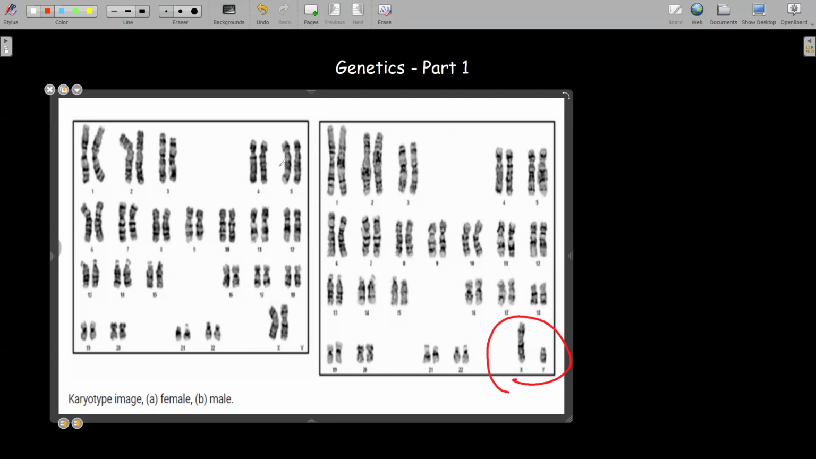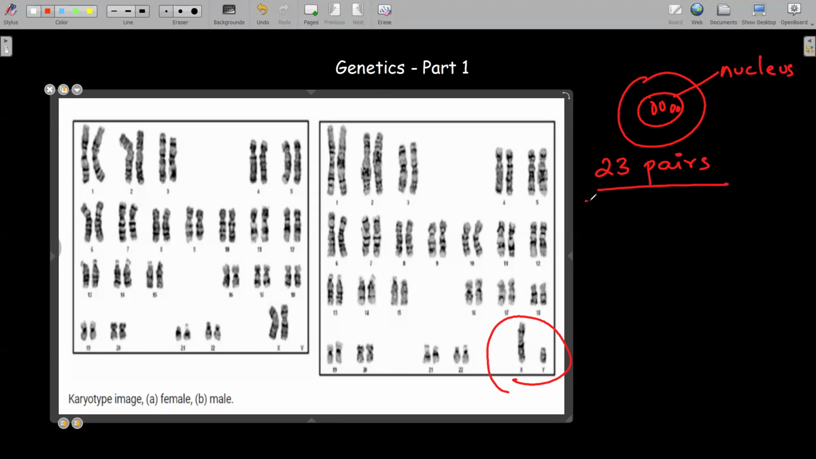Now, where are all these chromosomes in a cell? They are found within the nucleus. All the 46 chromosomes, or we can also call them 23 pairs of chromosomes, are found within the nucleus.